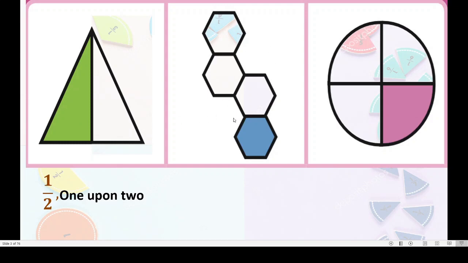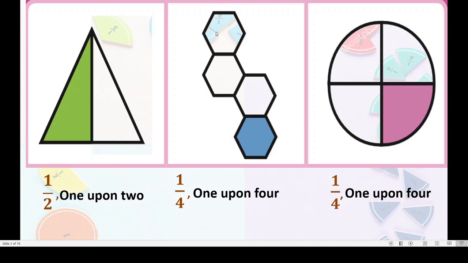Okay, we will move to the second figure. See here 4 figures, you can see they are attached. Out of 4, one figure is shaded, right? So it is 1/4, right? How to read? 1/4. Okay, now we will move to this figure. Here also 4 parts are there. Out of 4, one part is colored. So the fraction is 1/4, isn't it?